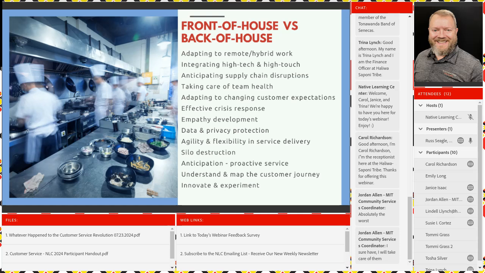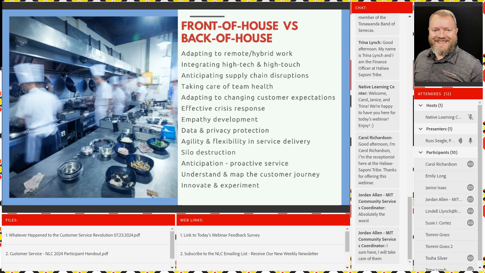What are we doing for data and privacy protection? If you're afraid of your information getting out there into the world, take a deep breath and relax, because it already is. There's nothing you can do about it. But we do want to know that the companies we deal with are protecting that data.